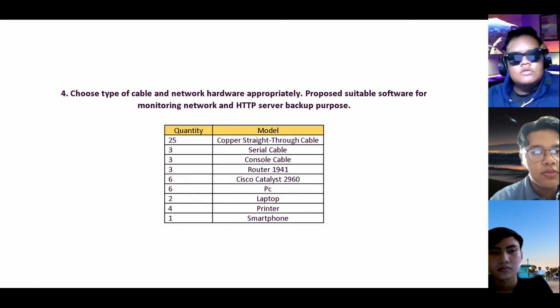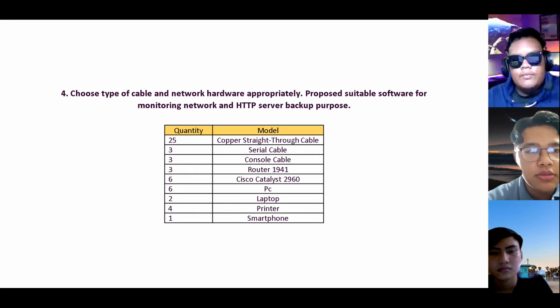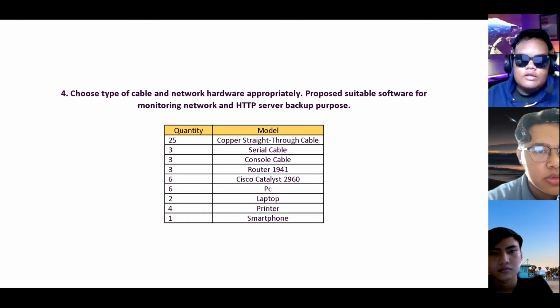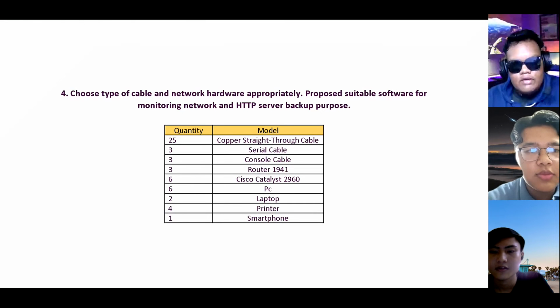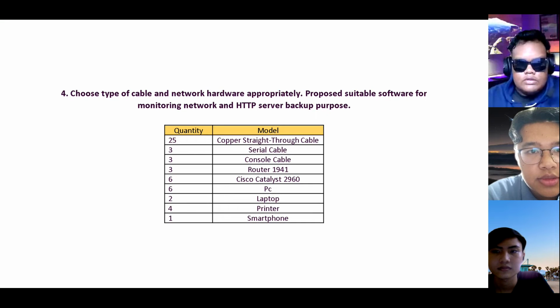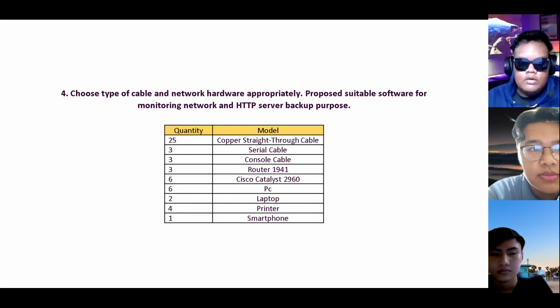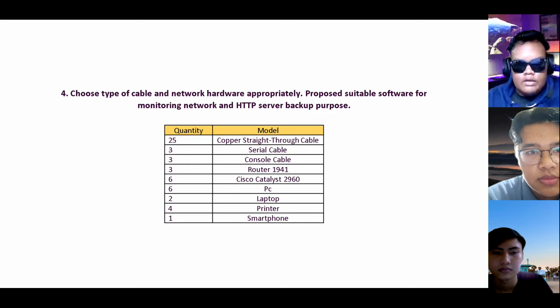Okay, number 4, choose type of cable and network hardware appropriately. Propose suitable software for monitoring network and HTTP server backup purpose. Okay, then I have a quantity and the model. For the quantity, there are copper straight through cable. The quantity is 35. We use 3 serial cable, 3 console cable, 3 router, router 1941.